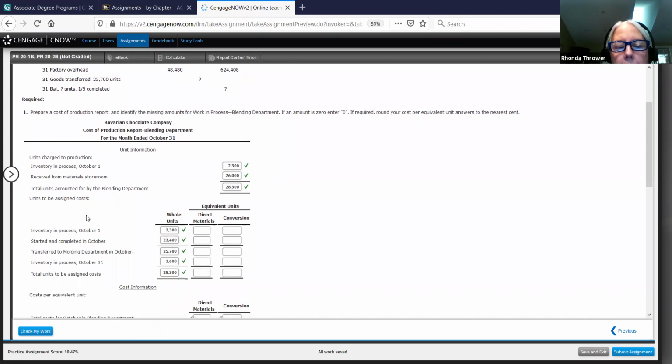That means out of all the materials that were in beginning inventory, none of them came in during October. So your direct materials for your beginning inventory is going to be 0 in October because all the materials were added last month in September. There would be none that are brought forward in this month.